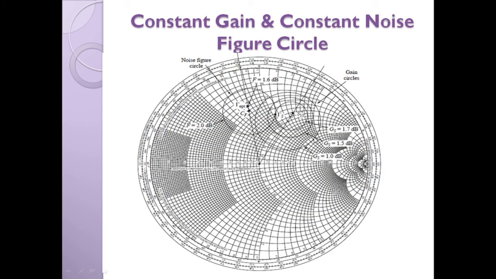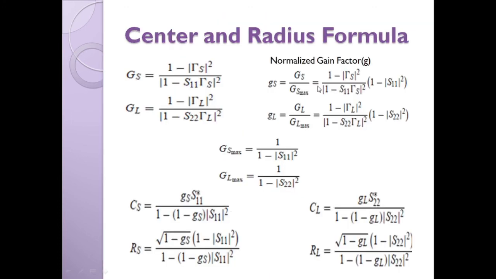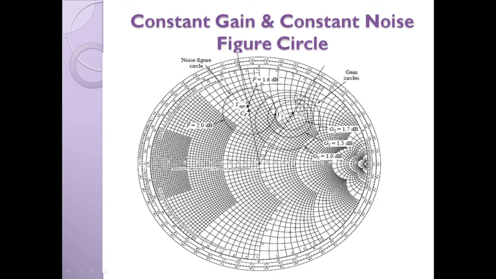Based on that I can draw the second circle. And what's the maximum value? The next GS I can choose is 1.7 decibel, which is equal to the GS max value. Here the normalized gain factor GS equals GS divided by GS max, now with GS equal to 1.7 decibel. Again I calculate the normalized gain factor belonging to the source side, and based on that I find the center and radius of the constant gain circle. This is the way I am plotting three gain circles.